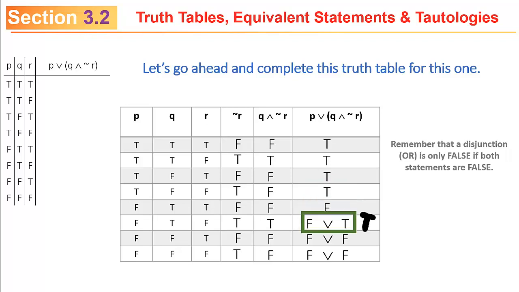The next one is not both false, so it's true. The next one is both false, so it's false. And the last one is both false, so it's false. And there you go. You've done the truth table for that problem.